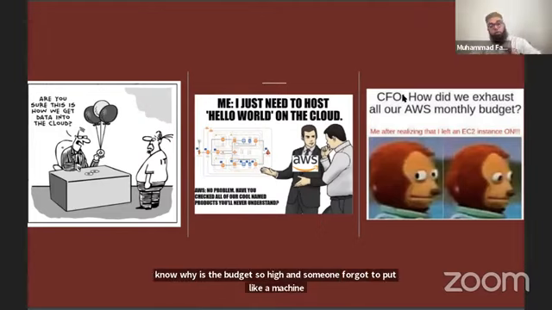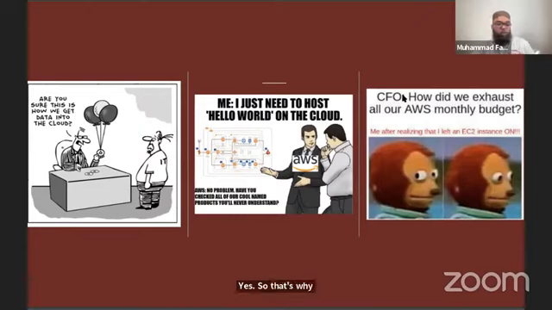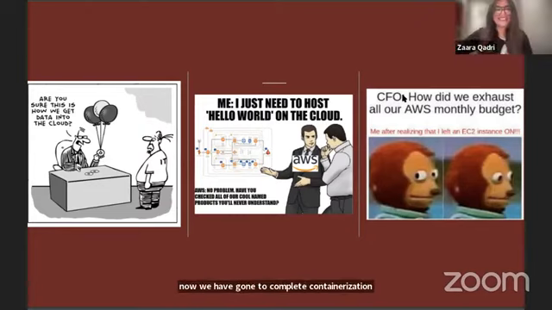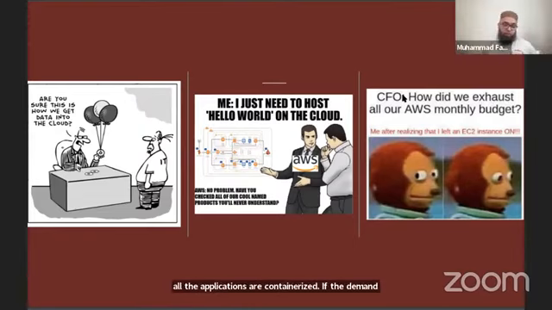Why now we have gone to complete containerization. Now all the applications are containerized. If the demand goes up, the cluster grows automatically, and if the demand goes down, it comes down. However, some of the staging applications are still there.